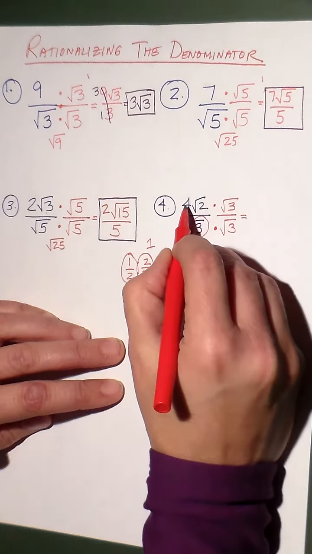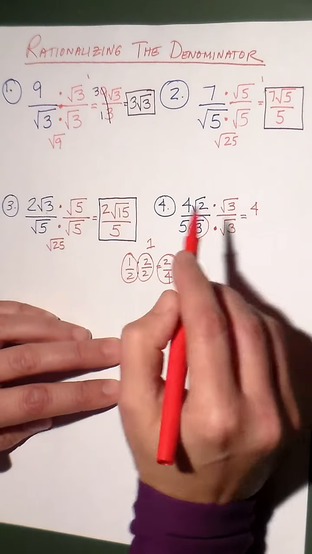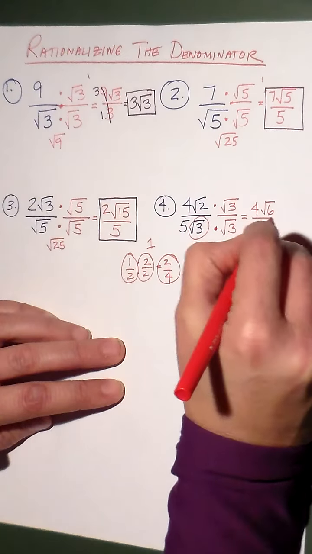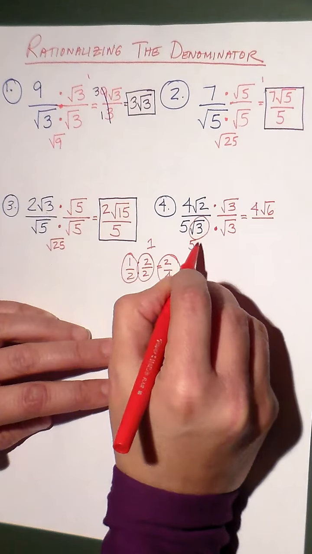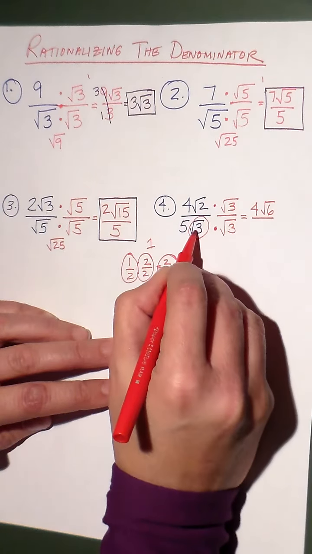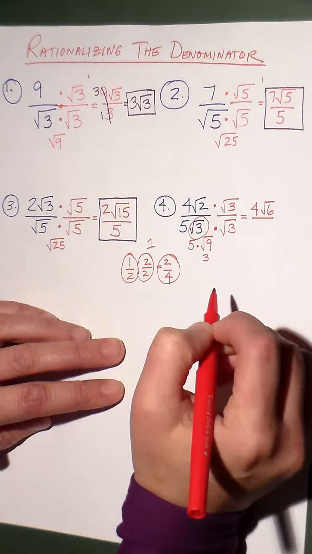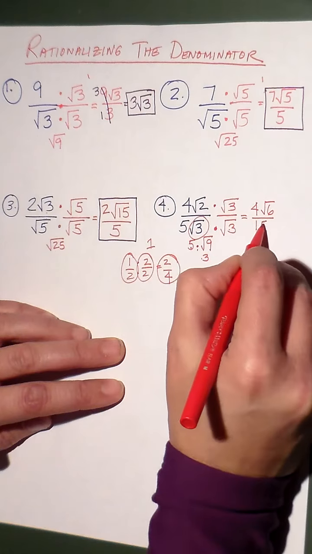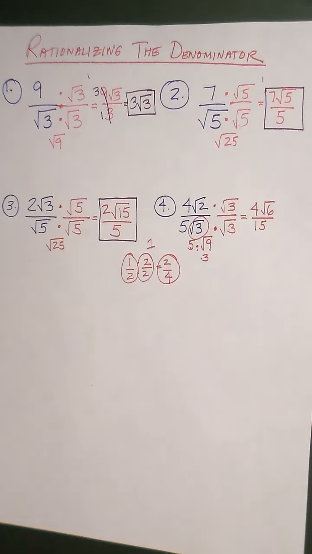Now, I can't multiply the 4 times these two, but I can leave the 4 here. And then square root of 2 times square root of 3 gives me square root of 6. And then on the bottom, I've got 5 times square root of 3 times square root of 3. Square root of 3 times square root of 3 is square root of 9, which is what? 3. What's 5 times 3? 15. Okay. So now I'm going to look at it and ask that same question.